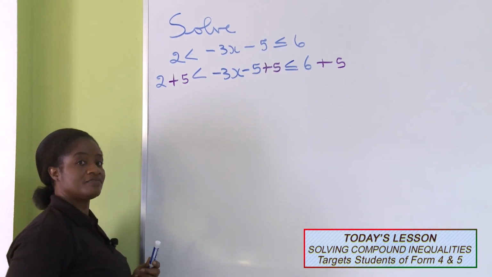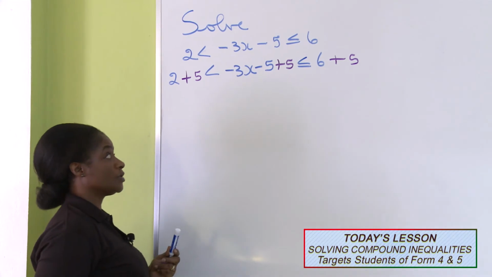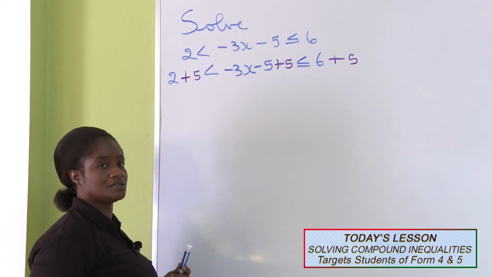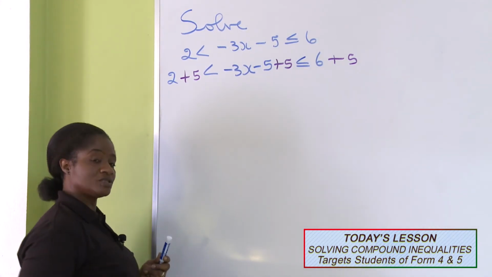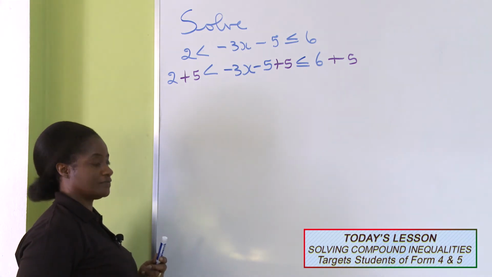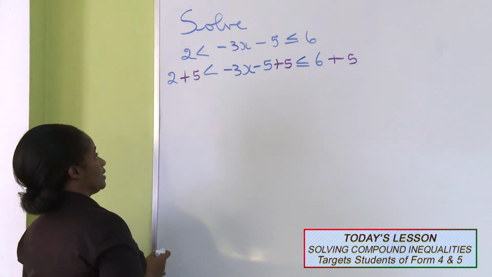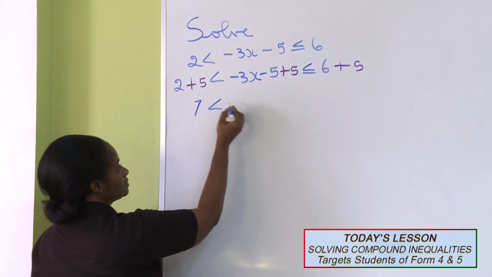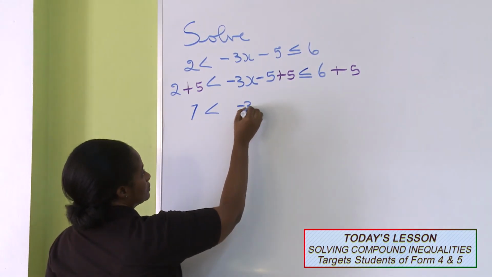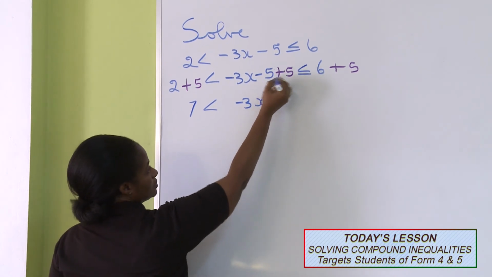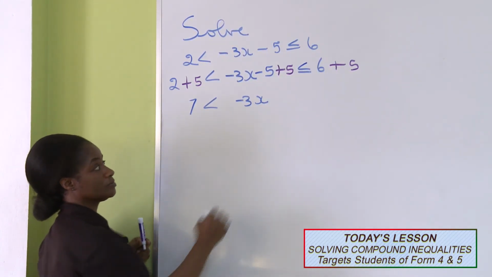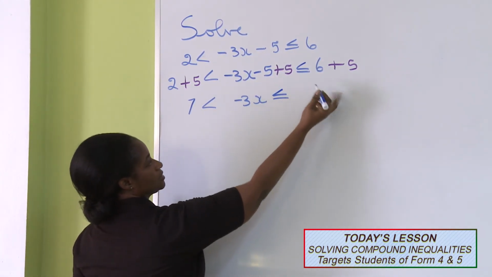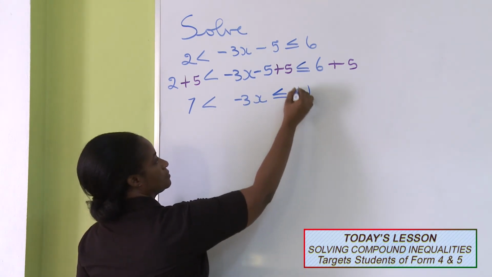Why am I adding 5 to both sides? The reverse of subtraction is addition. So I'm trying to get rid of negative 5. And simplifying, I'll have 5 plus 2 is 7. It's less than minus 3x. These two are going to cancel out to 0. It's less than or equal to 6 plus 5 is 11.